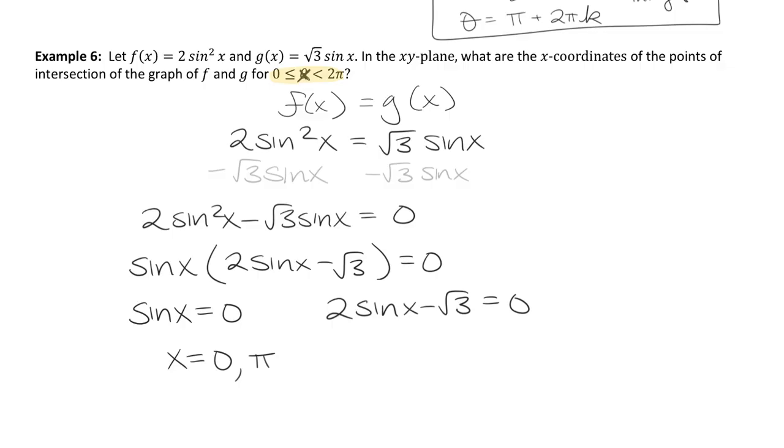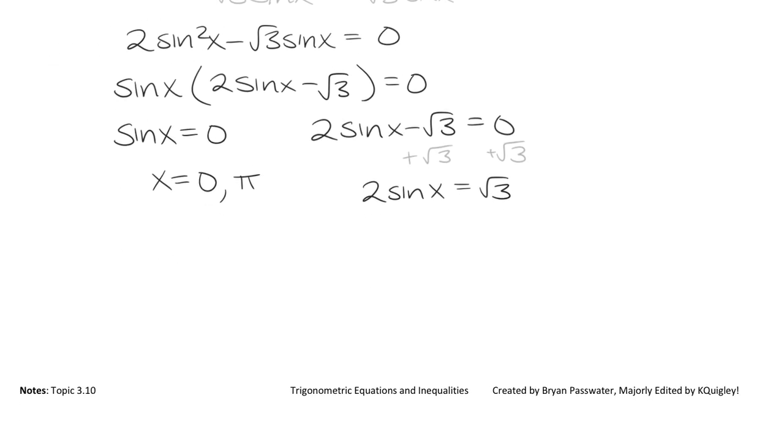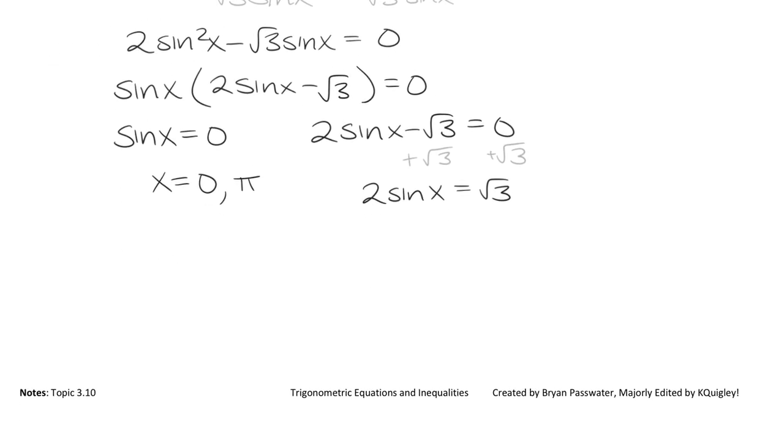Now I have the other tiny equation that I need to solve. But luckily, solving this is not that hard. Just like old school algebra, we're going to isolate the trig function by adding square root 3 to both sides. What would I do next? Divide by 2.